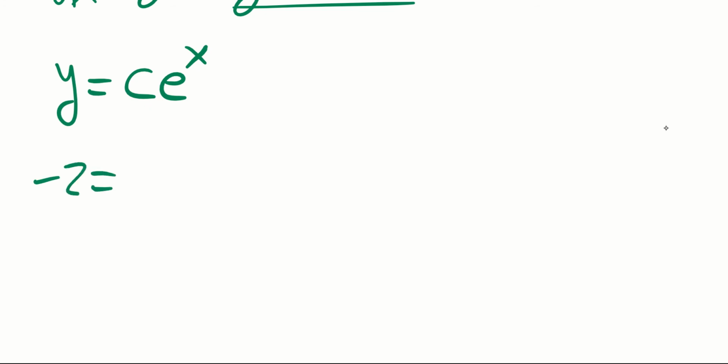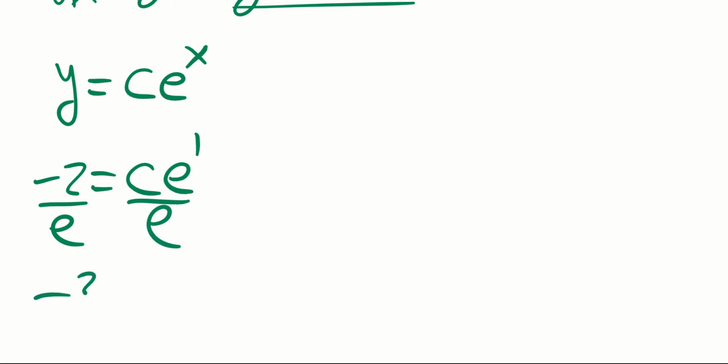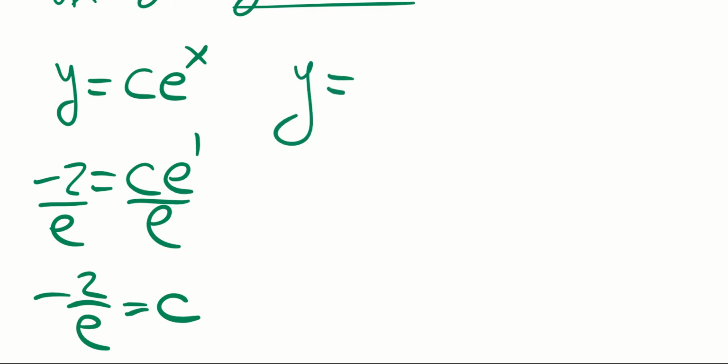So we know that the solution we solved earlier is going to be c e to the x. With this particular solution, I can plug in 1 for x, and we should get out c. To solve for c, we can just divide both sides by e, so we get negative 2 over e equals c. So our particular solution in this case would be y equals negative 2 divided by e times e to the x.